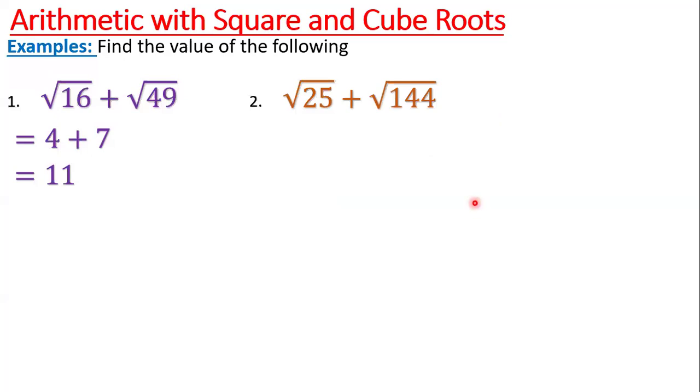5 plus 12. Write this down for me, please. What is the square root of 25? 5. Why? 5 times 5 is 25. And 12 times 12 equals 144. Exactly. And the square root of 144 is 12, because 12 times 12 is 144. And so we add them. 5 plus 12 is 17.